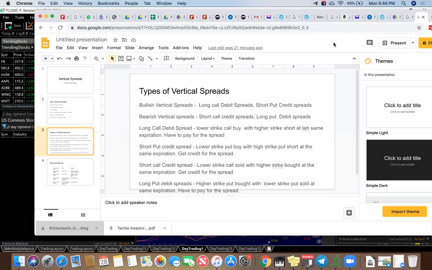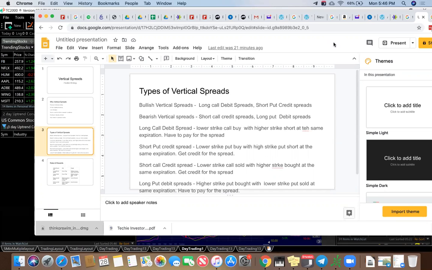I'll go through this one more time, guys, for the sake of the recording. The bullish vertical spreads are the spreads that you are buying to go bullish. That means you're going long. That means you buy the lower strike calls, and then you sell the higher strike calls.